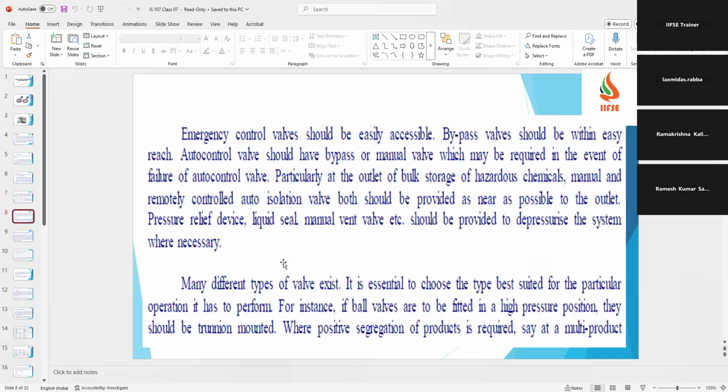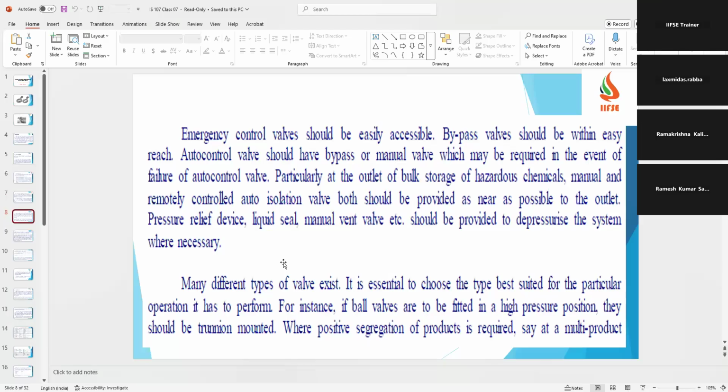Okay. The emergency control valve should be easily accessible, and also it should be notified or known to the people. And also bypass valves should be within easy reach. An auto control valve should have a bypass or a manual valve which may be required in the event of any failure of auto controls. This is what we have seen yesterday. In case of DCS, digital control systems, where we can control these valves by using the instruments, if it fails, we should also have a manual valve to control the specific flow of the chemical.